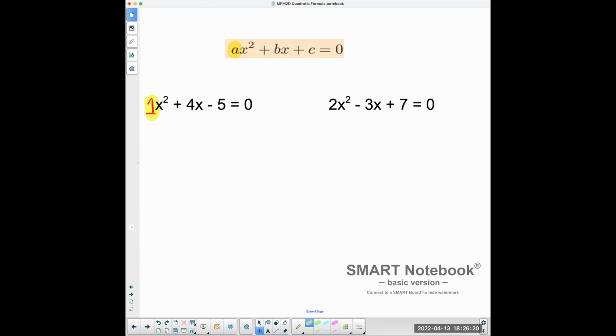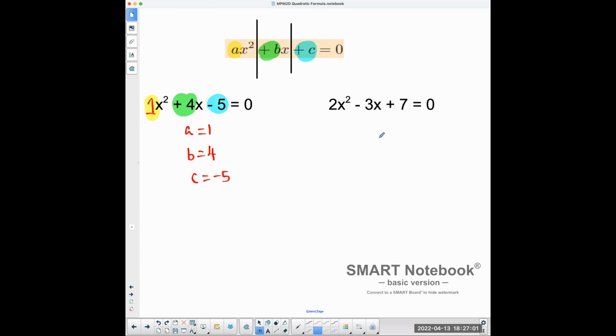The b value is the number that's in front of the letter x. So if you separate this into 3 terms, the b value is the number in front of the letter x, including the sign. So in this particular case, the b value is plus 4. What about the c value? Well, the c value is the number that's all by itself, again, including the sign. So for this particular case, the c value is equal to -5. So we get a equal to 1, b equal to 4, and c equal to -5.